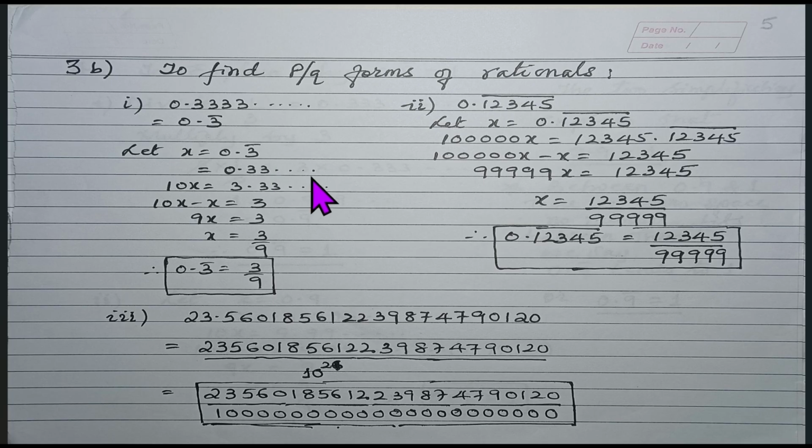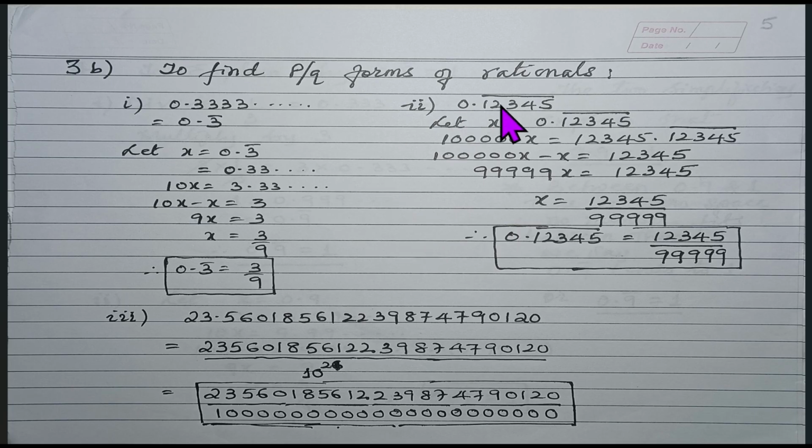So 0.33 will cancel out. 3 minus 0 is 3. Therefore 10x minus x is 9x. 9x is equal to 3. x is equal to 3 by 9. So that is the value of the given non-terminating recurring decimal expansion. If you want to simplify, you can simplify and write it as 1 by 3, dividing 3 by 3 and 9 by 3. Generally we expect you to write in the form 3 by 9, and I will tell you the reason why.